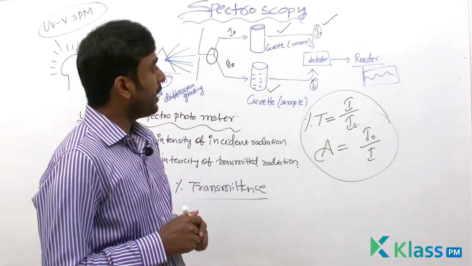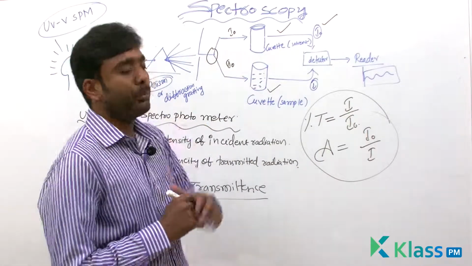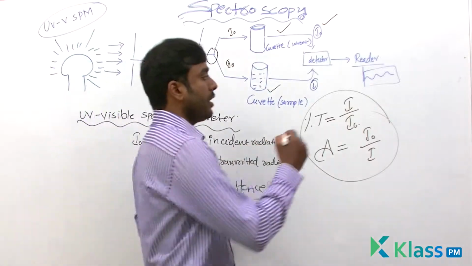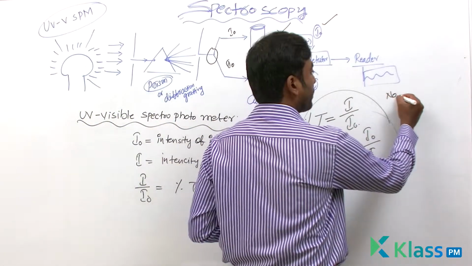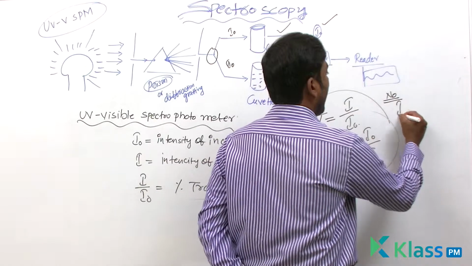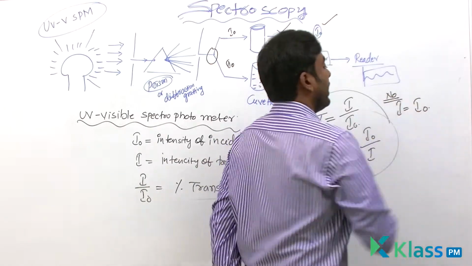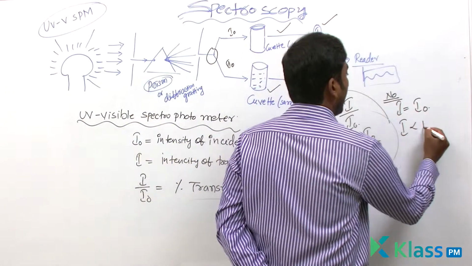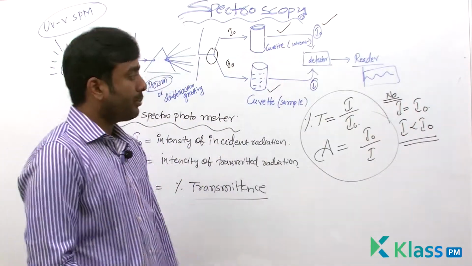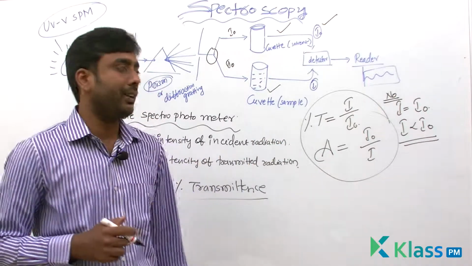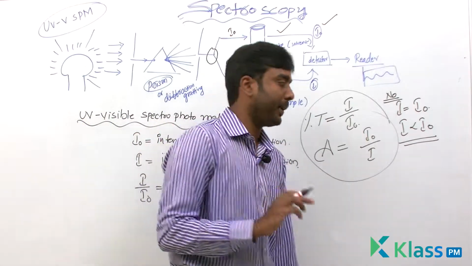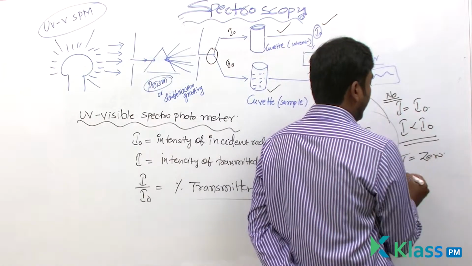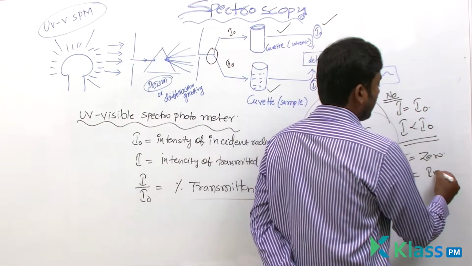And one more thing: if no absorption takes place in the cuvette sample, then I is equal to I naught. If absorption takes place, then I will be less than I naught. If 100% absorption takes place, as already discussed in the last class, then transmittance will be 0 and absorbance will be infinite.